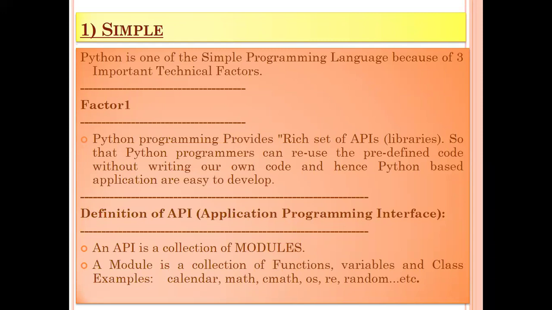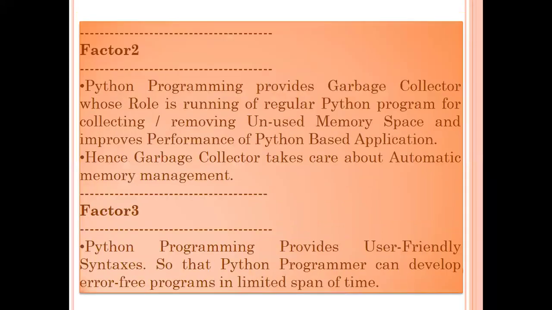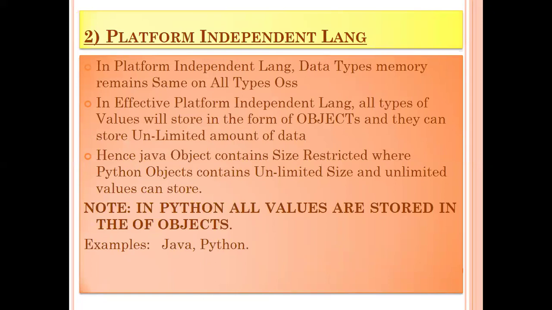Now, as I've told you, API is Application Programming Interface, and we need to remember that an API is a collection of modules. Whatever file name we save, that will be considered a module. A module is a collection of functions, variables, and classes, like calendar, math, cmath, os, re, random, etc. We have discussed it, and we will definitely discuss it later on. This is just the basics.